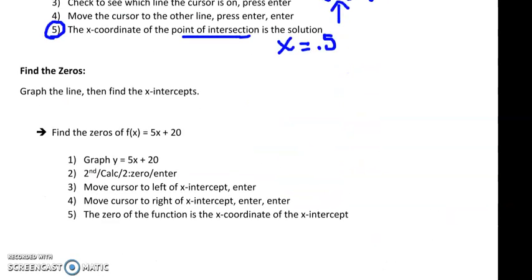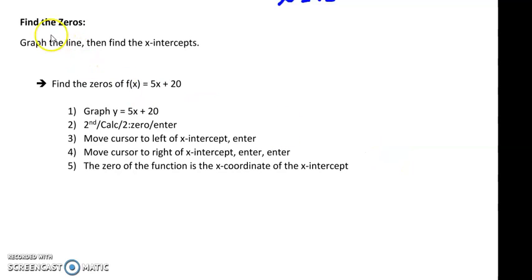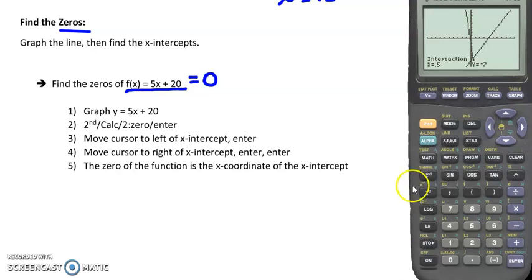Okay, one more thing in this video we want to go through, and that is finding zeros. This was at the very end of the last equation. We said the zeros of a function are the values of x that make f of x equals 0 true. So we're going to use our graphing calculator to do this.